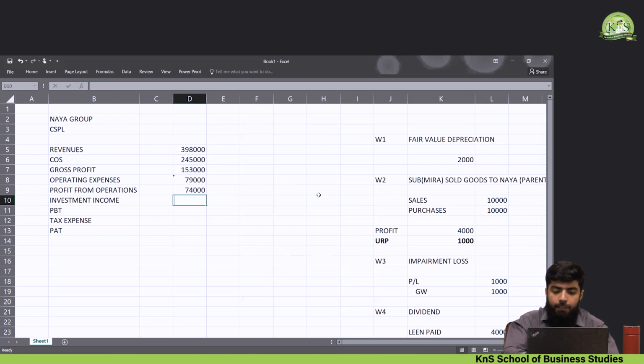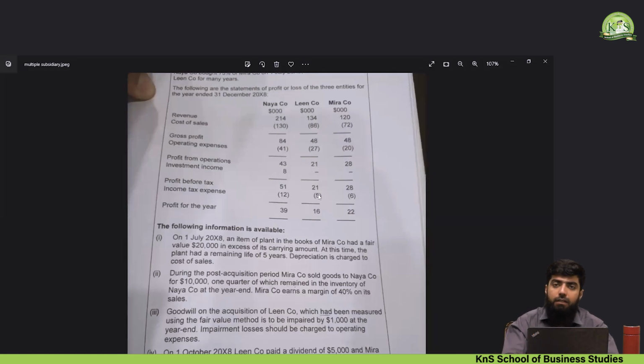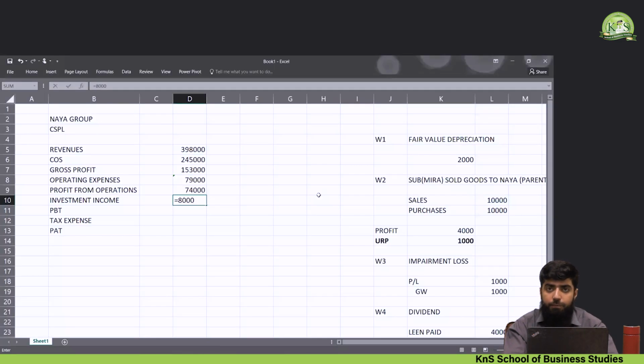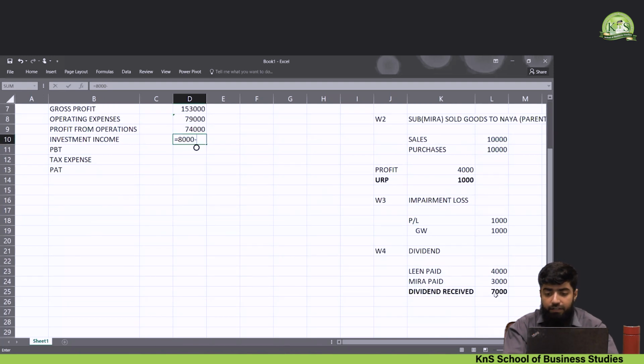Now the investment income. Investment income of the parent company is 8,000. There is no investment income of Lean company, nor is there an investment income of Mira company. But we need to eliminate the intra item, that is the dividend received, 7,000. We'll deduct that 7,000 from the investment income, and the net resultant investment income would be 1,000. So the profit before tax is 74,000 plus investment income, that is 75,000.